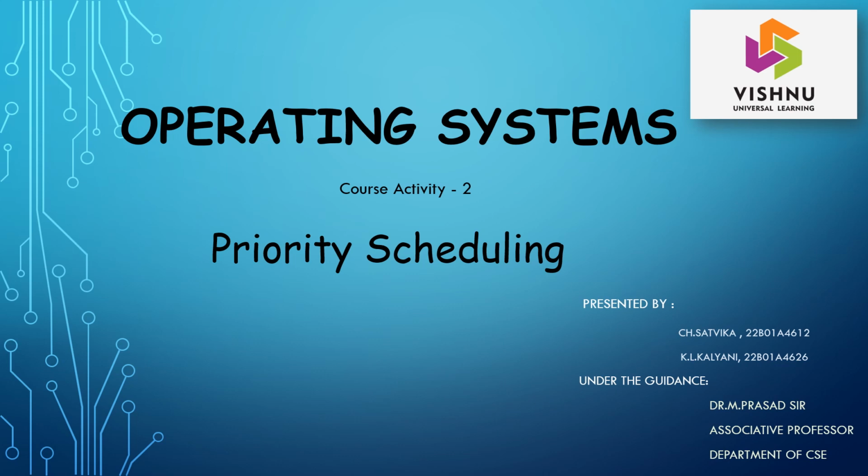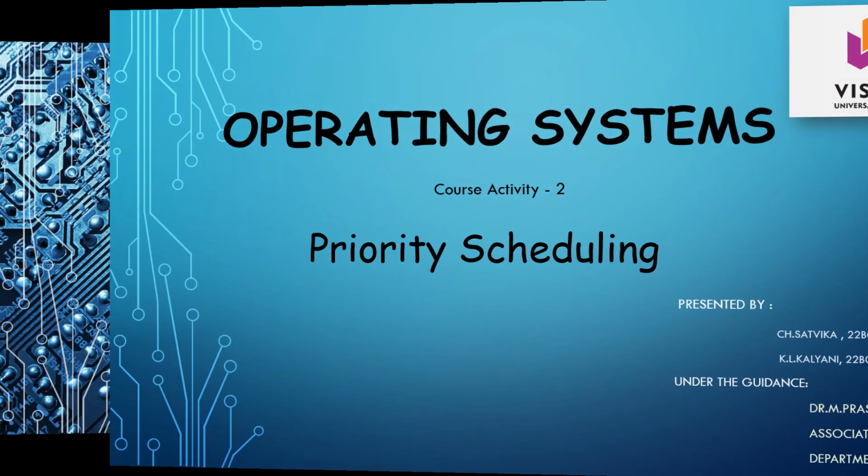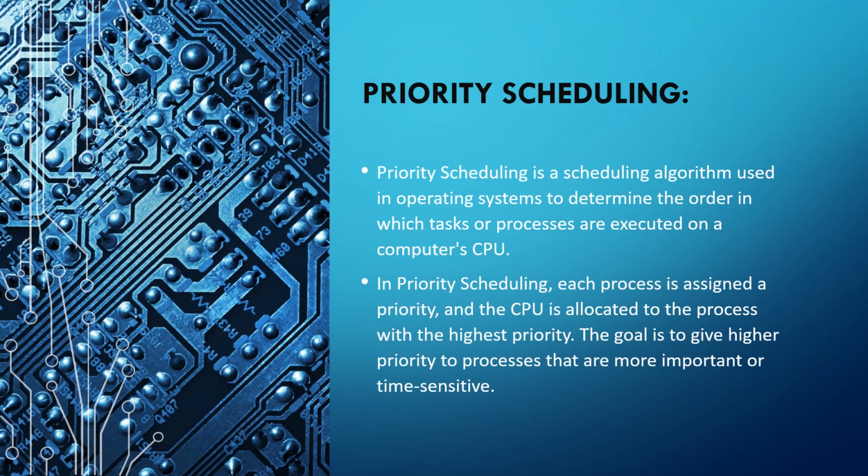Now coming to the topic, priority scheduling is a scheduling algorithm used in operating systems to determine the order in which tasks or processes are executed on a computer's CPU. In priority scheduling, each process is assigned a priority and the CPU is allocated to the process with the highest priority. The goal is to give higher priority to processes that are more important or time sensitive.